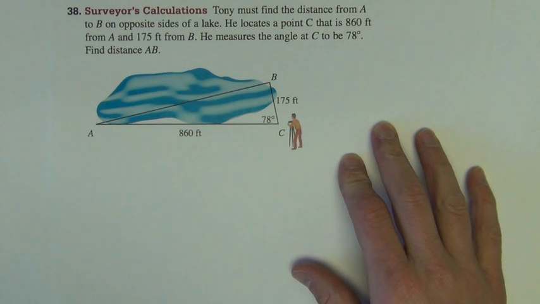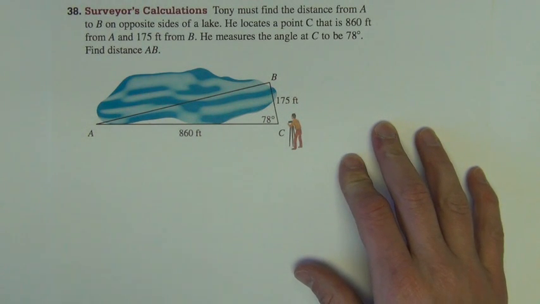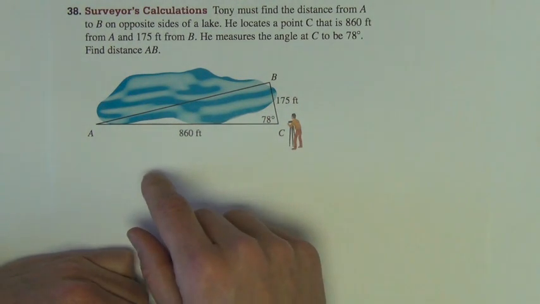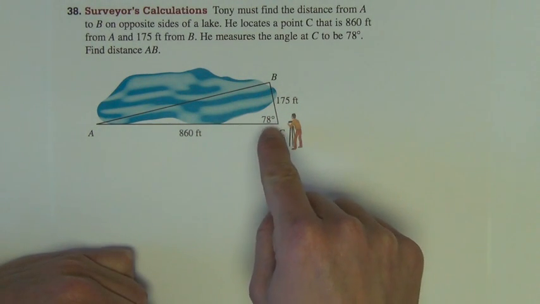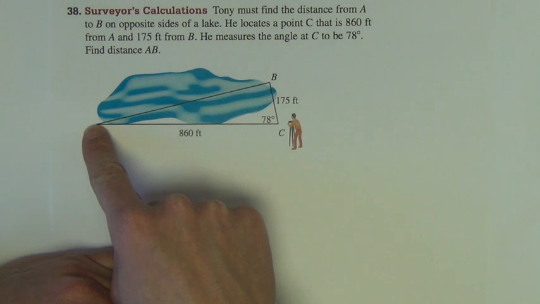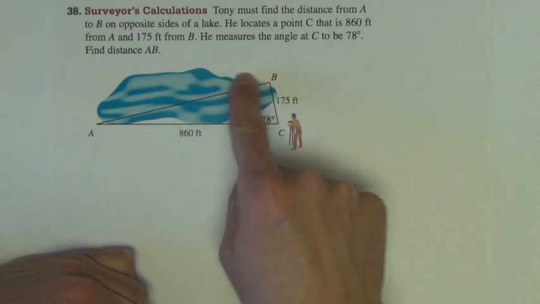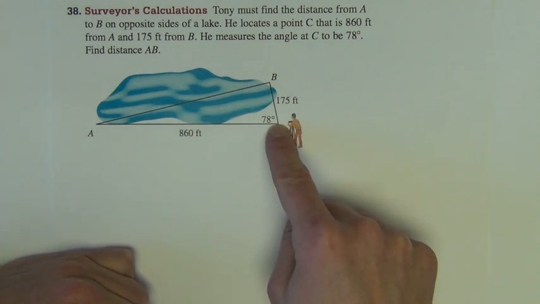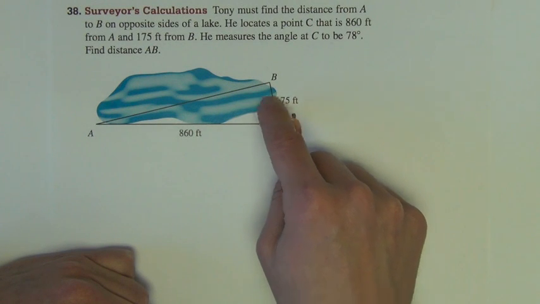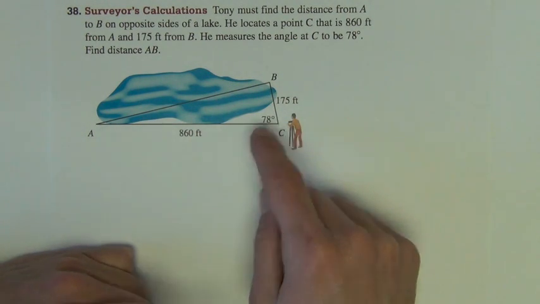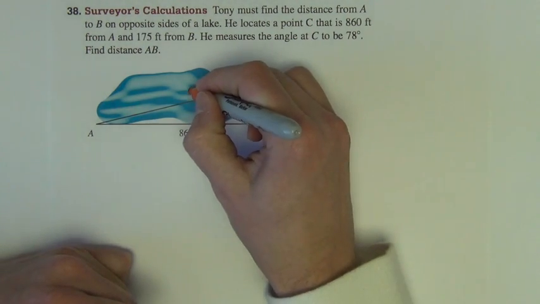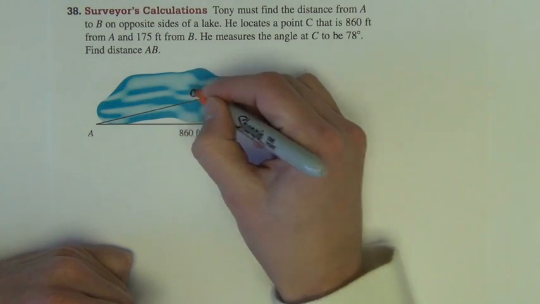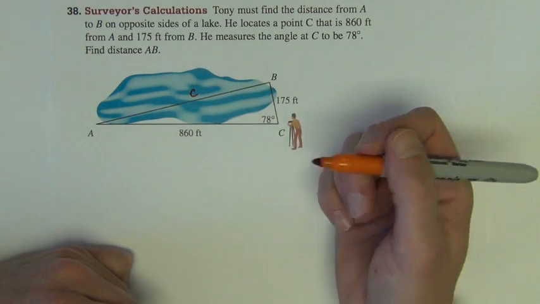And how about a couple of application problems? First one says that, let's see, it's a survey problem. Tony must find the distance from point A to point B on the opposite side of a lake. So he locates another point C that is 860 feet from A and 175 feet from B. He's able to measure this angle between these two points to be 78 degrees. And he wants to know what's this distance over here, which would be like a little c across from angle C.